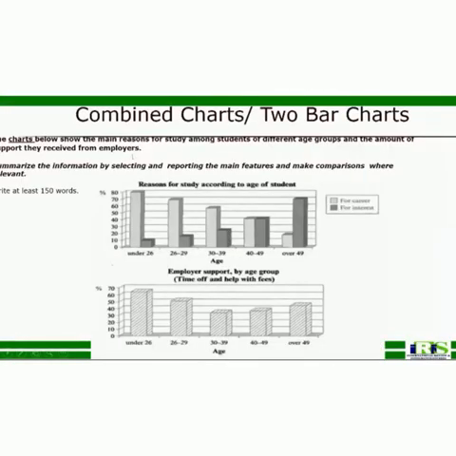This bar chart is called the combined charts or the two bar charts. Now in the IELTS, if you are given two different illustrations, an example would be a bar graph and a line graph, in this case, you will have to describe them separately in your body paragraphs because they are different illustrations. You cannot really show direct comparison between them.